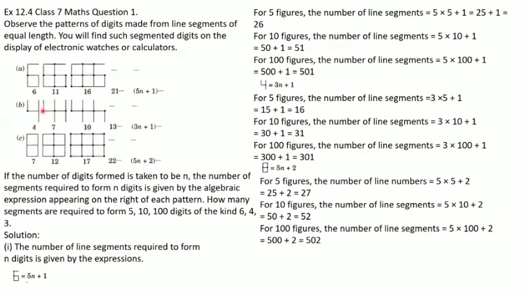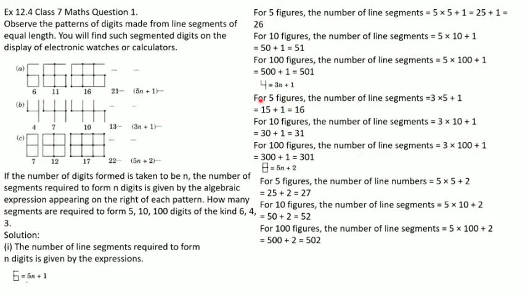Now let us move to part B. To make the number 4, a 1-digit number, how many line segments are used? 1, 2, 3, 4. Four line segments are used here. You can check it by using the pattern 3n plus 1. This is the pattern to be followed to make numbers in the form of 4s. So 3 into 1 plus 1, 3 ones are 3, plus 1, 4. So to make the number 4, 4 line segments are used.